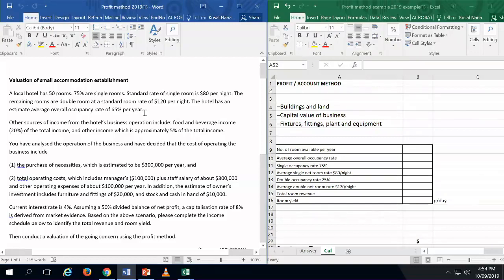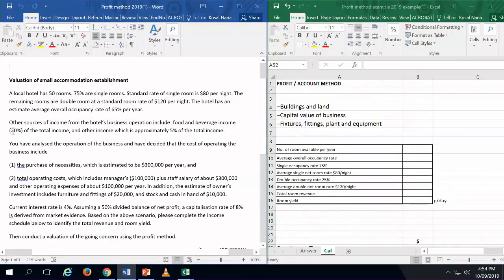That's the main income source. And the other sources of income from the hotel's business operation include food and beverage income, 20% of the total income, and the other income, which is approximately 5% of the total income. These are just tricky parts to calculate the income, but the basic thing is to calculate the income, right? Simply. Just made a little bit complicated for nothing, right?